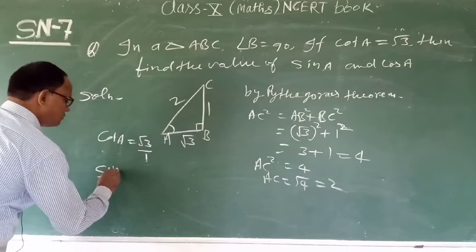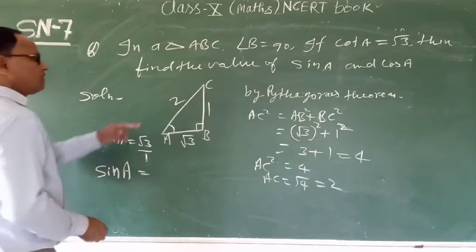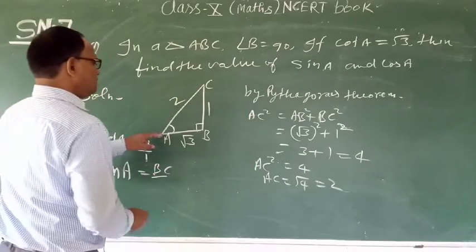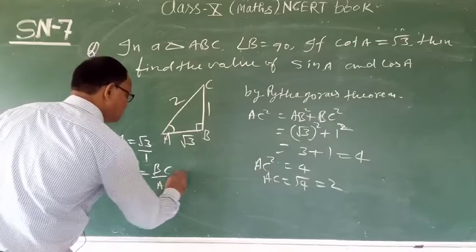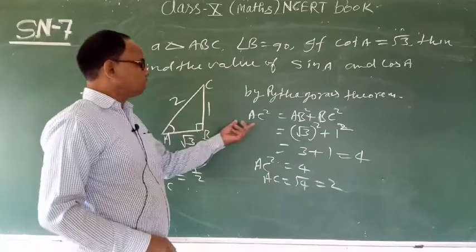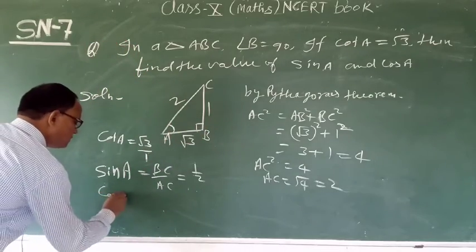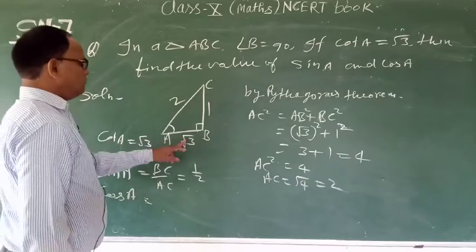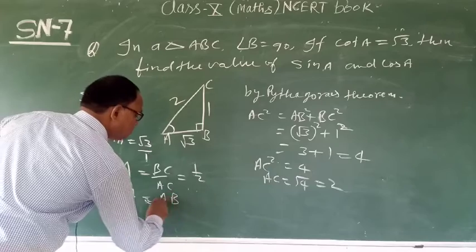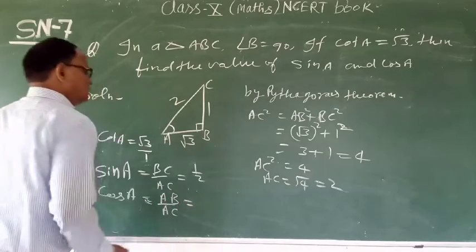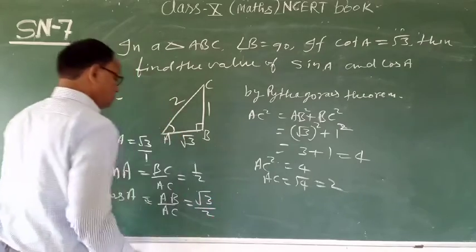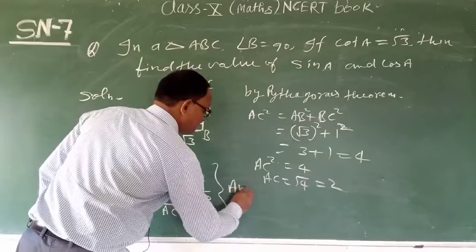Therefore, sin A is equal to perpendicular BC by AC, here 1 by 2. And here cos A is equal to base by hypotenuse, AB by AC, which is root 3 by 2. Okay student, this is the answer.